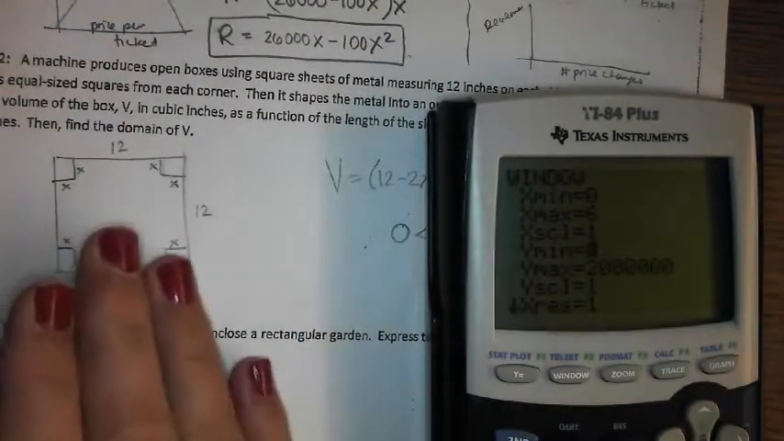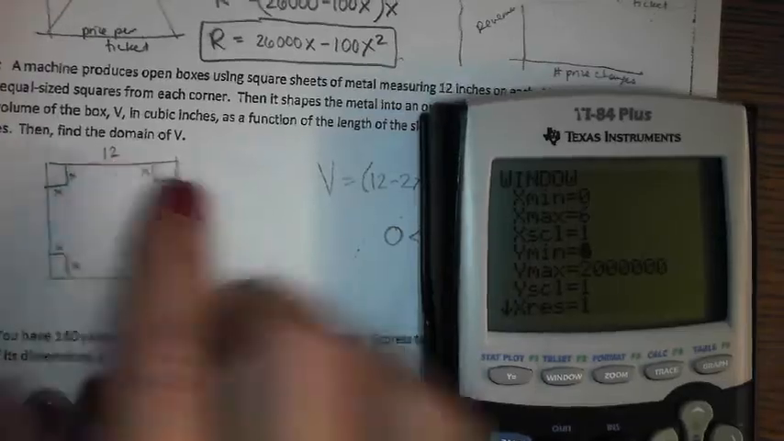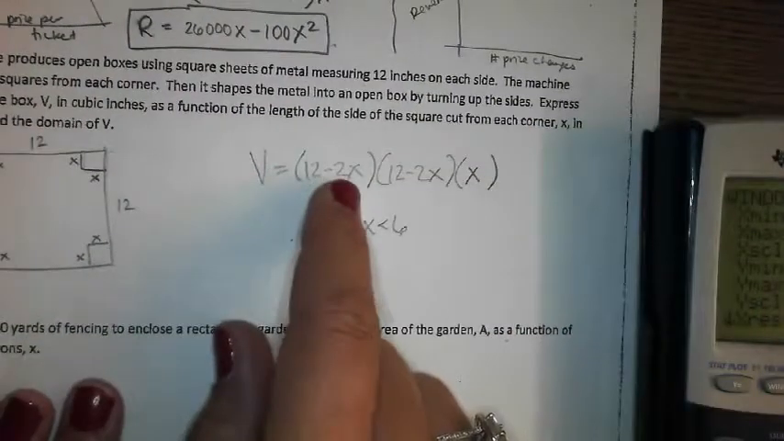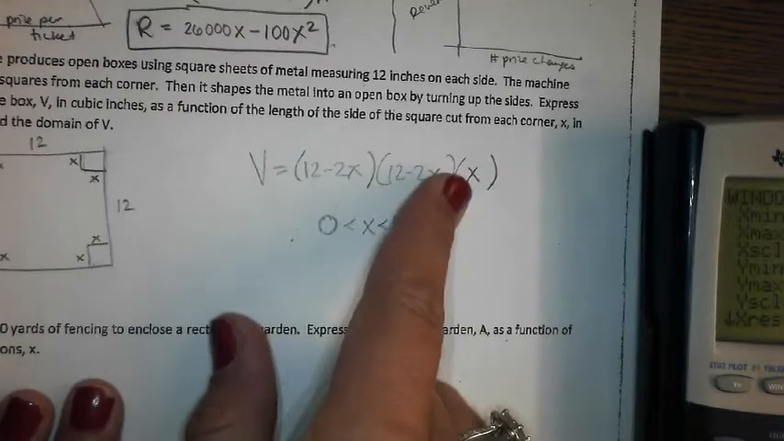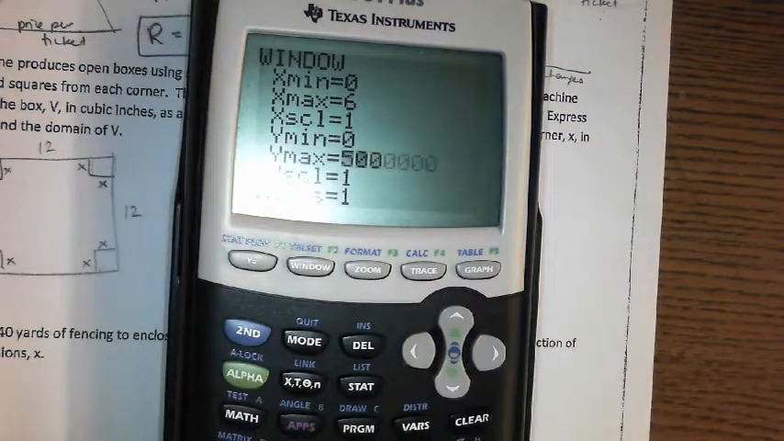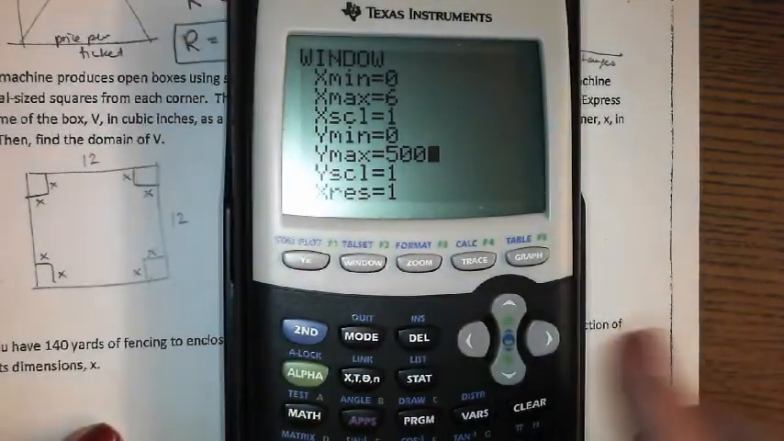But just let's get in the ballpark. Let's pretend x was 2. So this would be 12 minus 4, 8 times 8 is 64, times 2 is 128. So maybe I'll go like 0 to 500 just to see what happens for our volume.